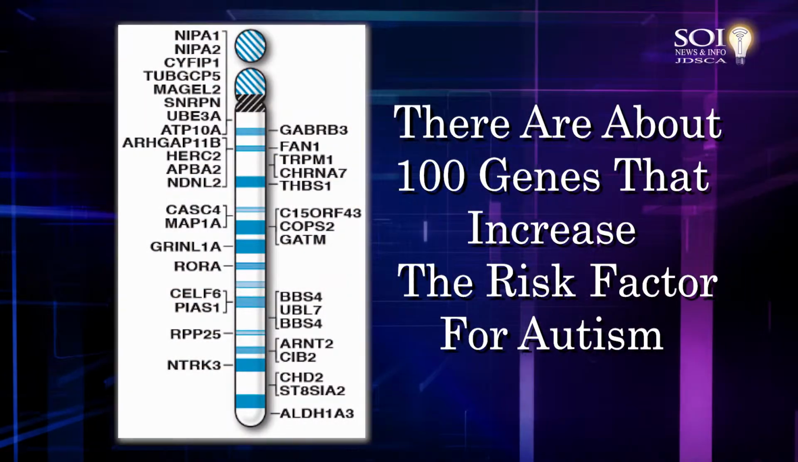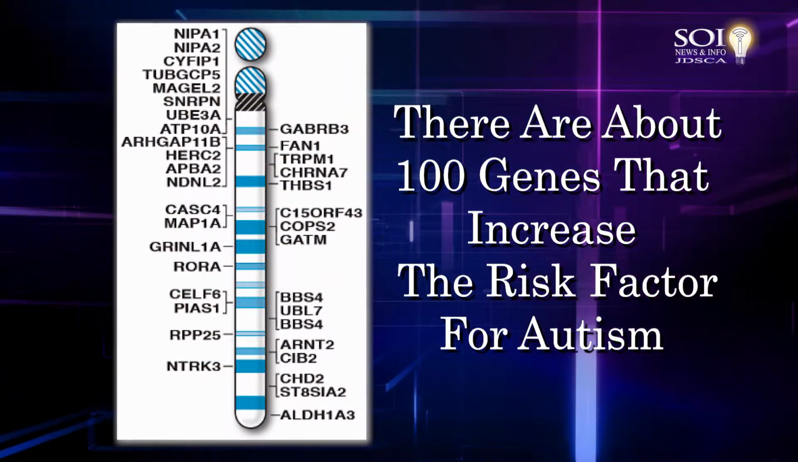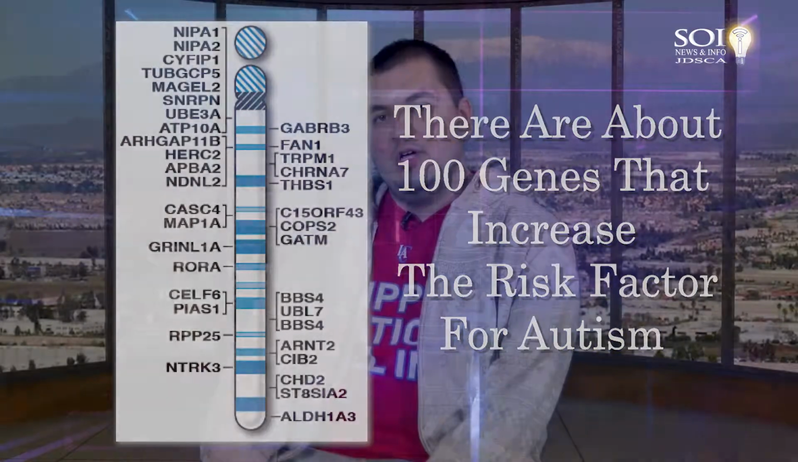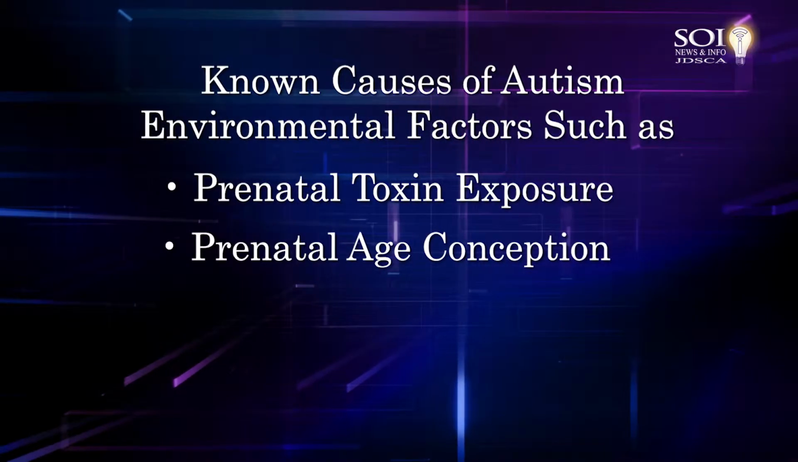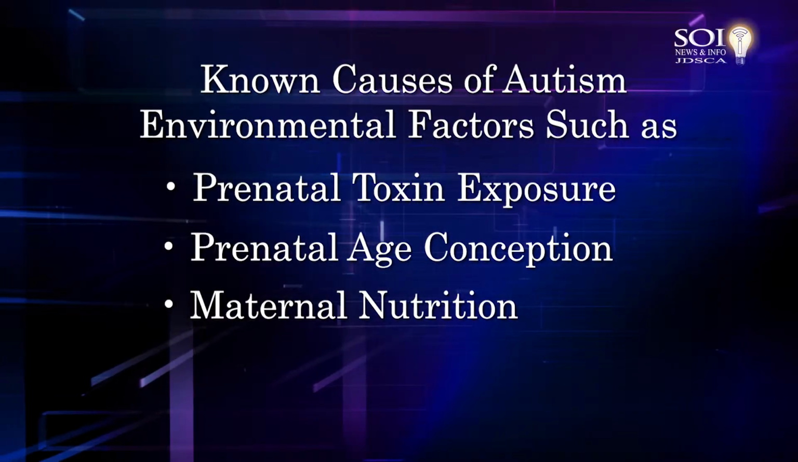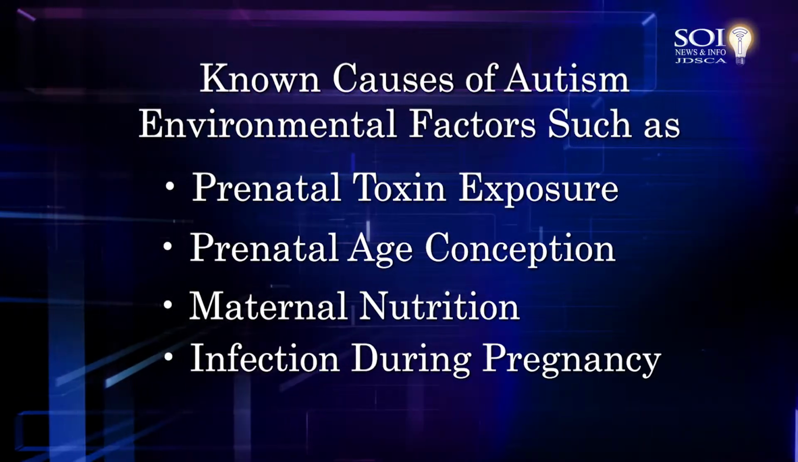What we do know is that there are about 100 genes that increase the risk factor for autism. Scientists have also identified environmental factors such as prenatal exposure to toxins, parental age at conception, maternal nutrition, and infection during pregnancy. As our understanding of what causes autism has developed, so have the treatments.